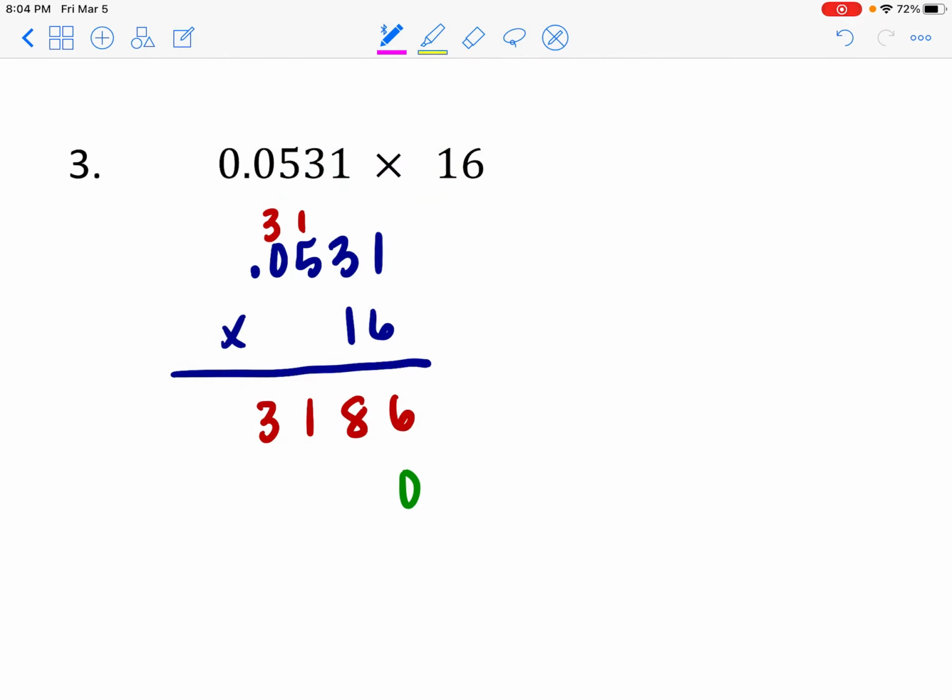and multiplying by 1. Right? 1 times 1, that's just going to be 1. 1 times 3 is 3. 1 times 5 is 5. 1 times 0 is 0. Don't really need that 0.